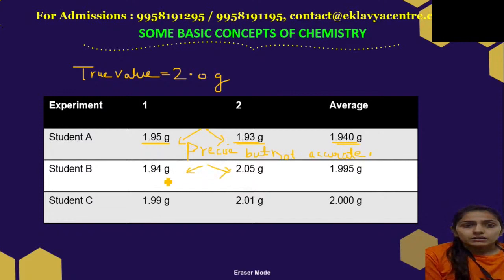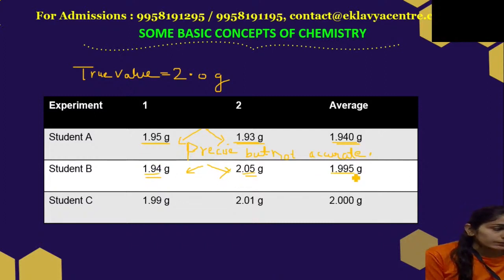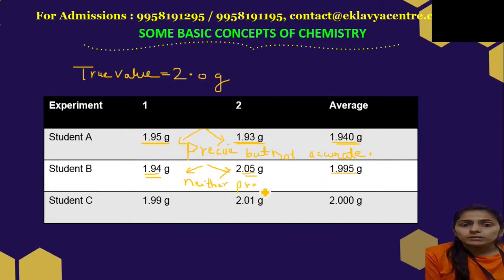Student B, first value is 1.94 gram, second is 2.05, and the average is 1.995 gram. Now since the difference is very large between the 2 values and his result is not equal to 2.0 gram, therefore the average is also not equal to 2.0 gram, therefore his results are neither precise nor accurate.